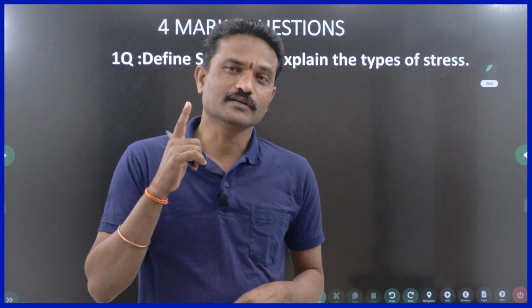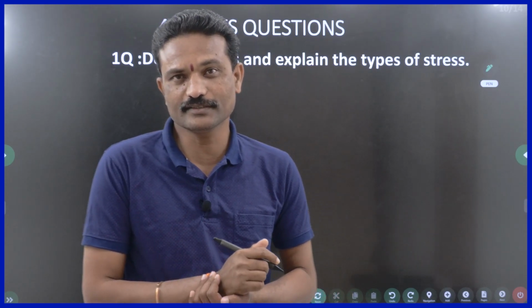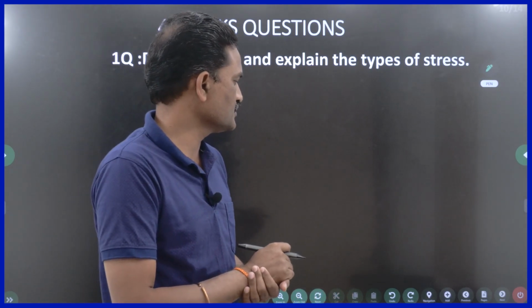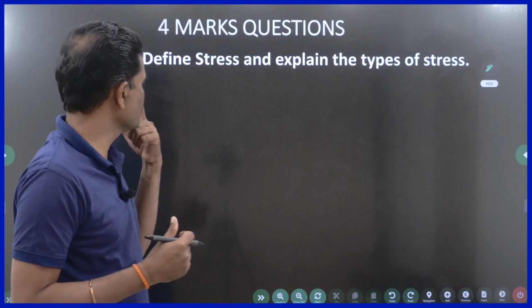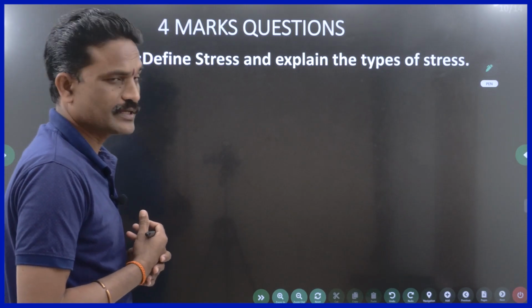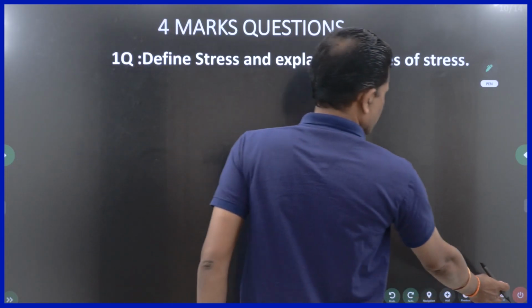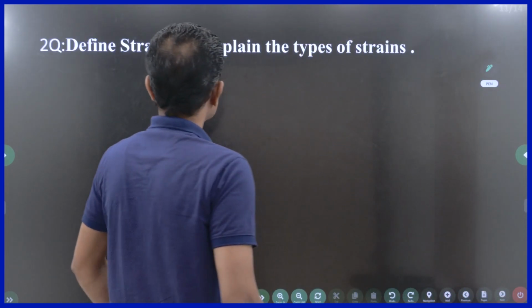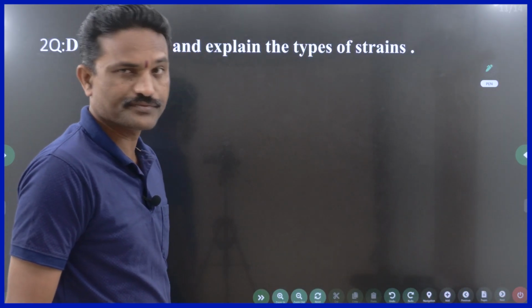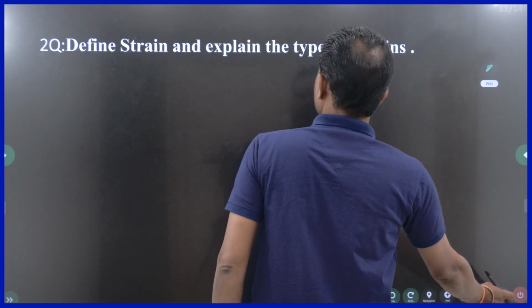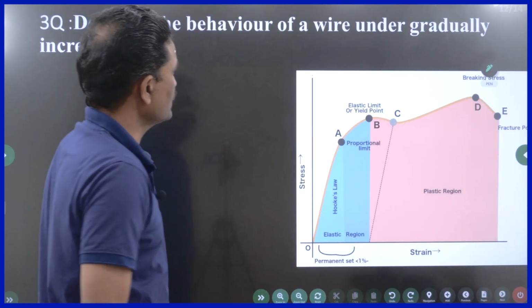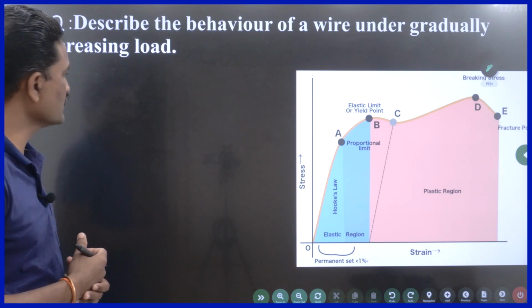Out of those 3 questions, only one question is foremost important. Is this clear? But I am here to teach you 3 questions. One is define stress and explain the types of stress. This is one question. And the second question is define strain and explain the types of strain. Next question is describe the behavior of a wire under gradually increasing load.